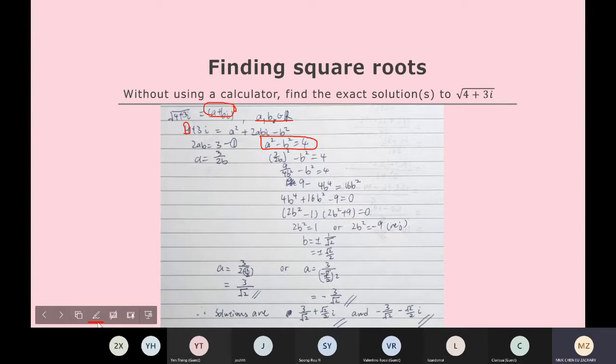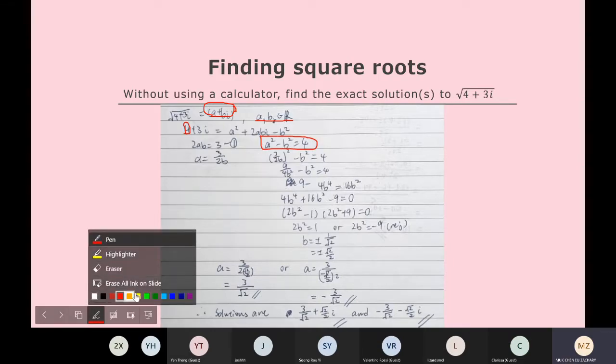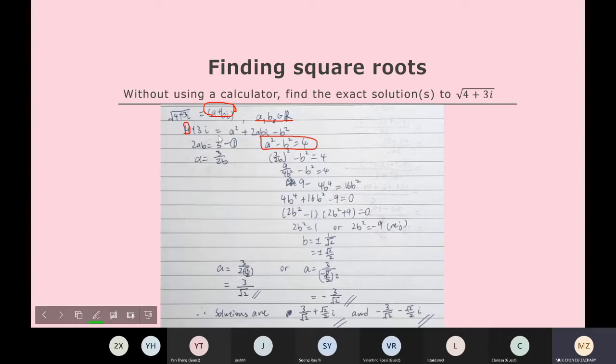Then next, you have to compare the imaginary side of the complex number. Okay, so I'm just going to change color here. All right, so your 3i will correspond to your 2abi. And that's what we have done here.